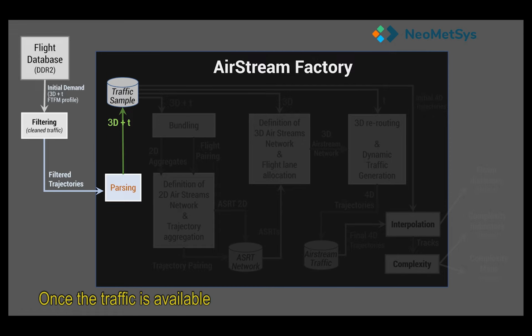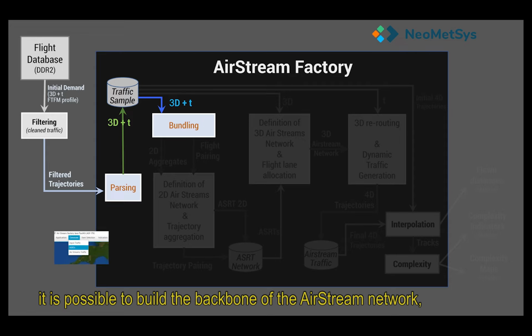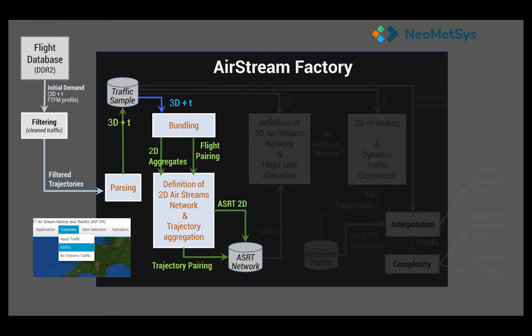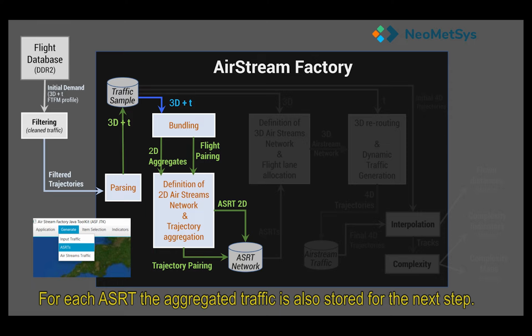Once the traffic is available, it is possible to build the backbone of the AirStream network, a set of AirStream reference tracks, the ASRTs. For each ASRT, the aggregated traffic is also stored for the next step.